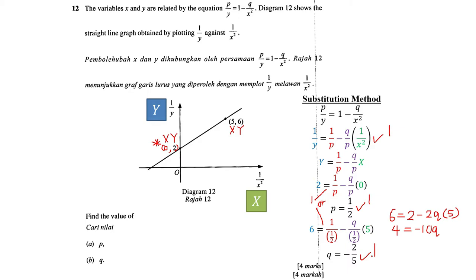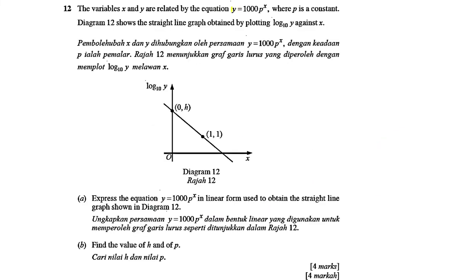Let me show you the next question, SPM 2013. You are given the nonlinear equation and the straight line of the linear form. The big Y is log 10y. The big X is the small x, and this straight line passes through 2 points. One is 0, h and the other is 1, 1.